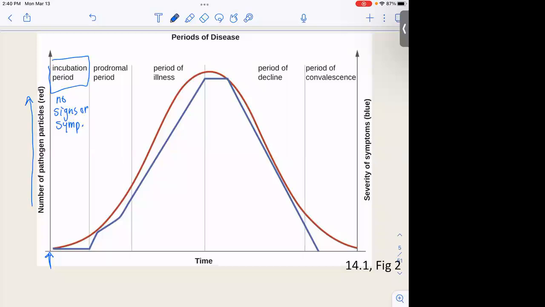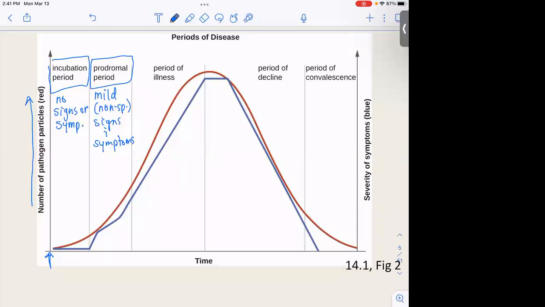As the patient starts to have some non-specific symptoms, we call that the prodromal period. So mild and usually non-specific signs and symptoms. You wake up, your throat's a little scratchy. Oh gosh, I think I'm getting something. Or your nose is a little bit runny. Those are the kind of non-specific signs of a prodromal period. You might be getting a cold, you might be getting the flu, you might be getting COVID, you might be getting anthrax. All those things kind of start out the same.